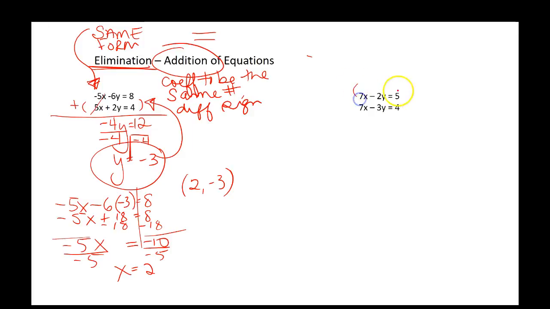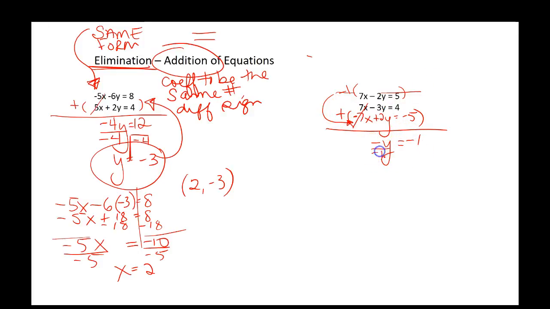Well, can't I multiply that first equation through by negative 1? I can do anything to an equation as long as I do it to both sides. So I'm going to rewrite that first equation right here, multiplied through by negative 1. Negative 7x plus 2y equals negative 5. Now I'm going to add these together. 7x minus 7x, I've just eliminated the x variable. Negative 3y plus 2y gives me a negative y. 4 plus a negative 5 gives me negative 1.